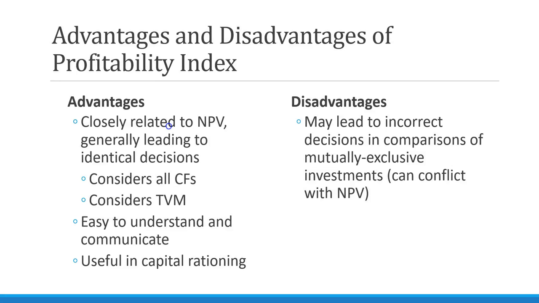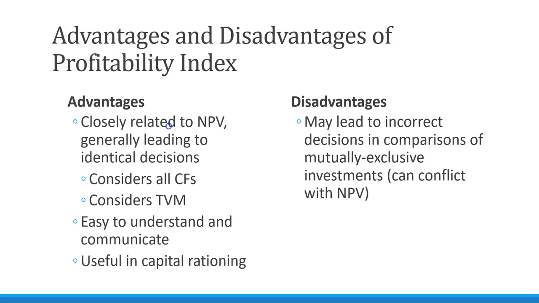Advantages and disadvantages of the profitability index. One of the advantages is that it's closely related to net present value, which is the most preferred method for making decisions about capital projects. Generally leads to the same exact decision as the net present value. It considers all cash flows, it considers the time value of money, and it's useful in capital rationing. It's easy to understand and communicate to others. It's easy to calculate.